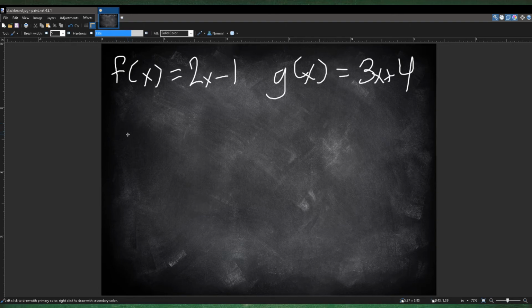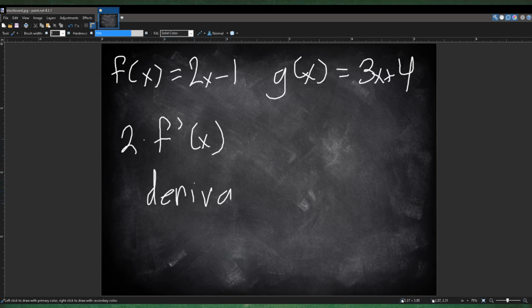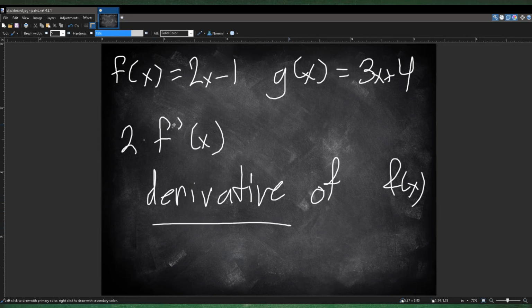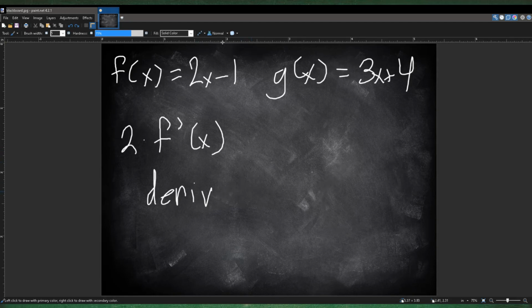Instead of using limits, how we denote derivatives is that we use these apostrophes. So we have f, and then we write an apostrophe, and then x. F apostrophe x is what we call the derivative of f. If you want to be more specific, you can call it the derivative of f of x, it doesn't really matter. The general point is that they know it's a derivative if you put an apostrophe there. So that's one way to write it.